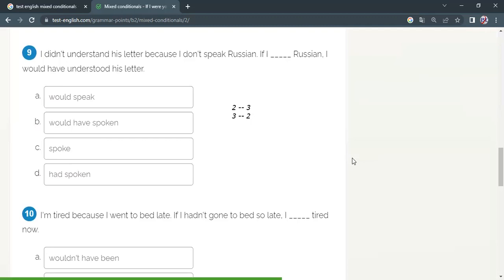I didn't understand his letter because I don't speak Russian. If I Russian, I would have understood his letter. If I were Russian, I would have understood. Would speak, would have spoken, spoke, had spoken Russian. If I had spoken.